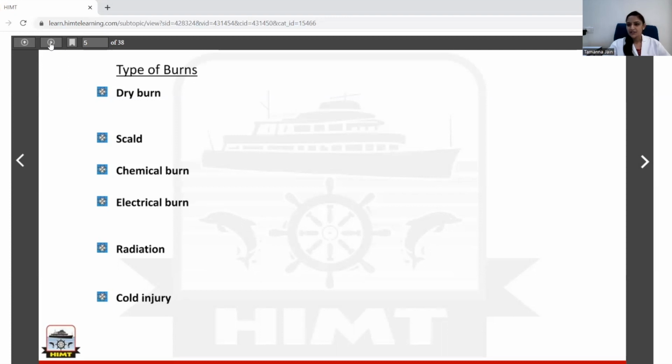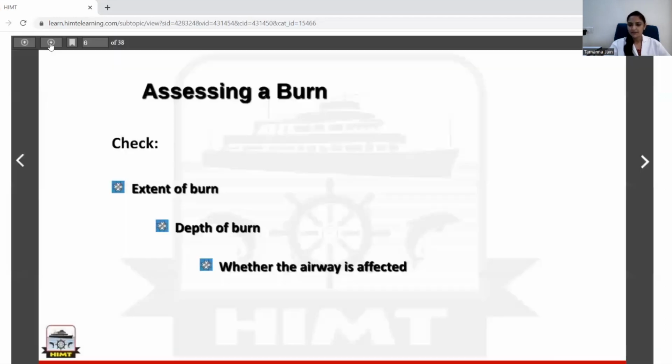Next one is radiation burn. Examples of radiation burn are sunburn due to ultraviolet rays, ultraviolet lamps, and X-rays. The last type of burn is cold injury. Examples for cold injury are chilly weather and drowning. All these are examples of cold burn. Symptoms would include frostbite, and when the temperature is very low, the result would be hypothermia. So these are the 6 types of burns.